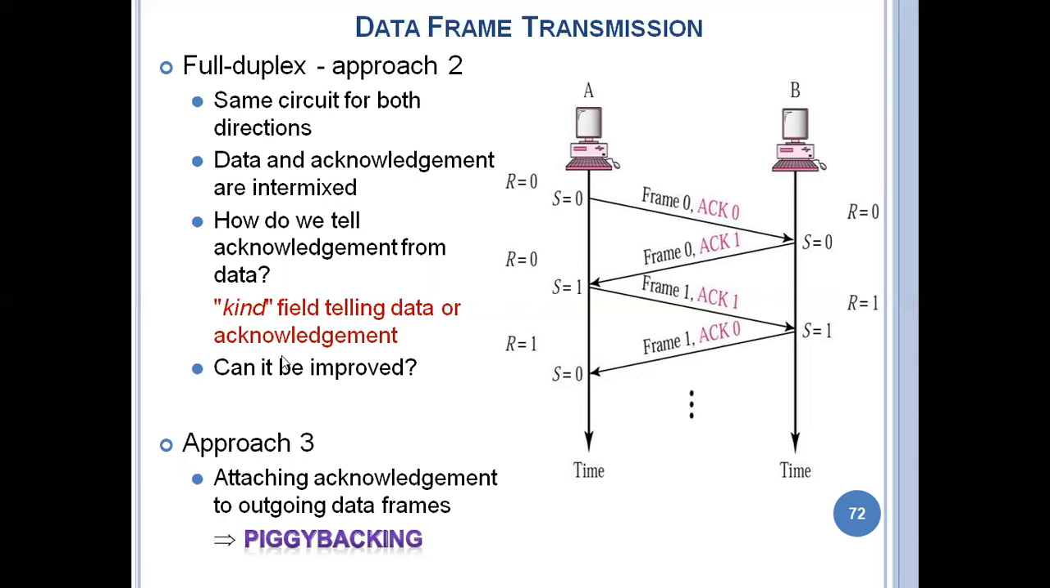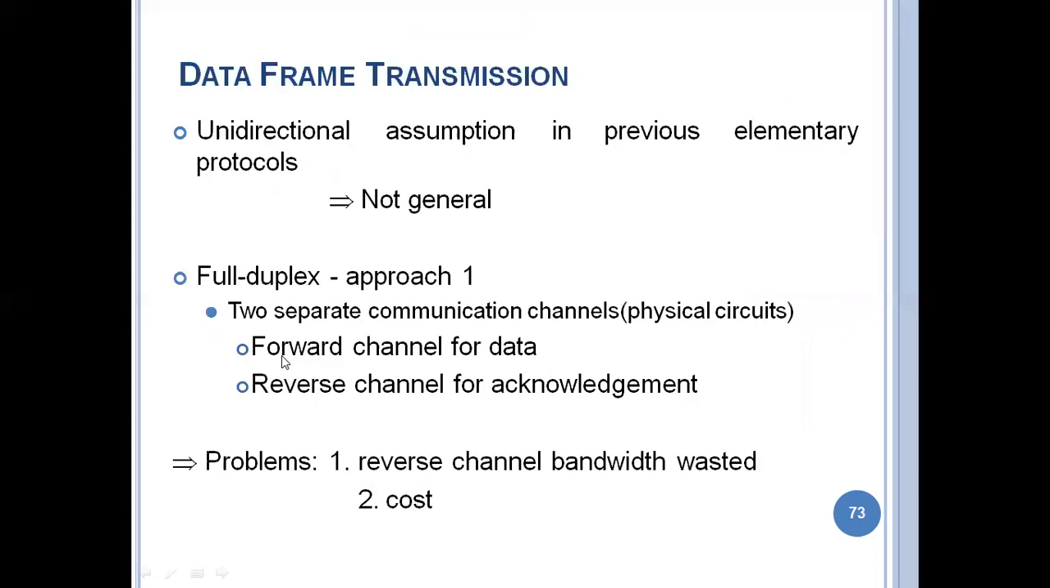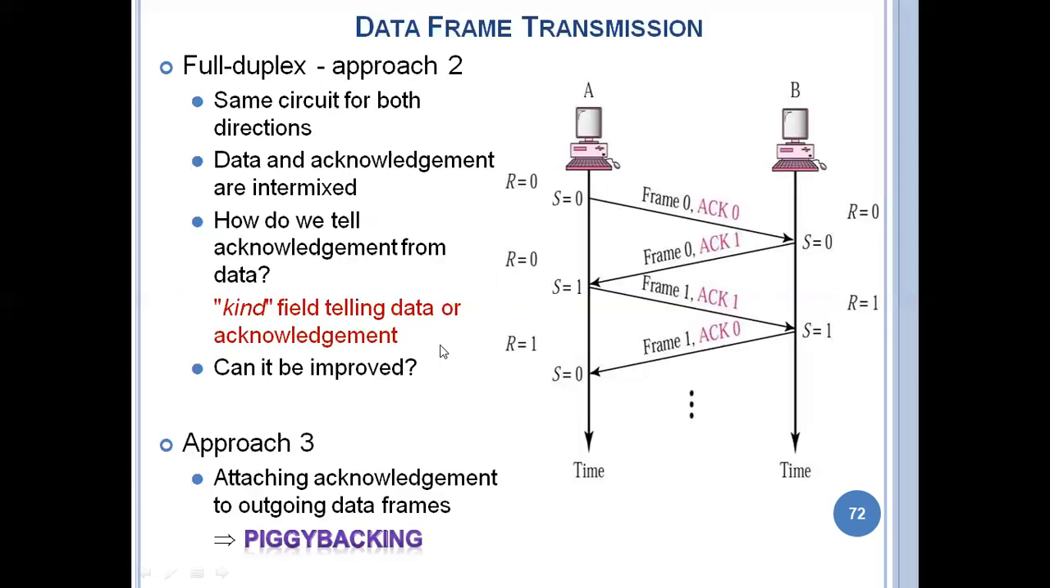So there are a total of three approaches. Approach one is that two different channels are used, one is the forward channel and the second one is the reverse channel. The second approach is that the data frame along with the acknowledgement are intermixed together and travel, with the same circuit used for both directions. That is the second approach. And the third approach is attaching acknowledgements to outgoing data frames, which is called piggybacking.